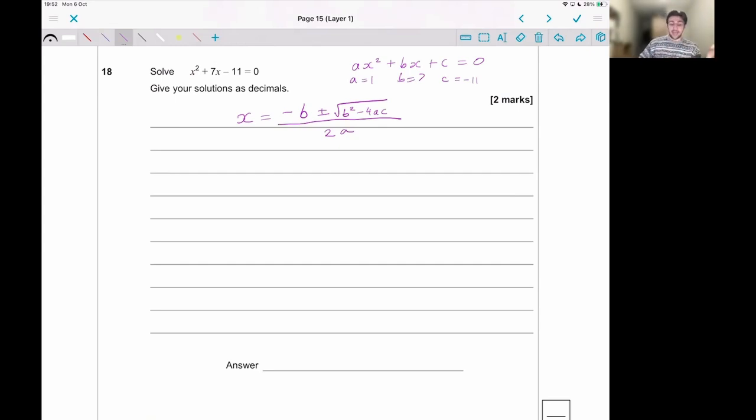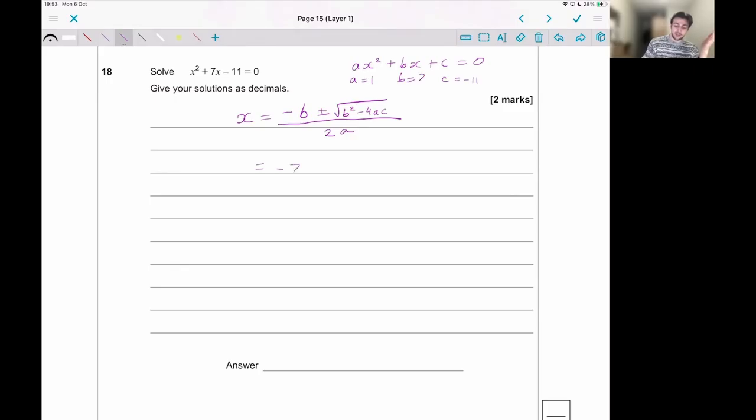And that would have gone for the A or the B. If we had a minus in front of any of them, we would have needed to keep it. It's essential you don't lose that minus sign. So now we get to substitute. Every time we see a B, I'm going to write a 7. Every time we see a C, I'm going to write minus 11. I'm just going to write it down.